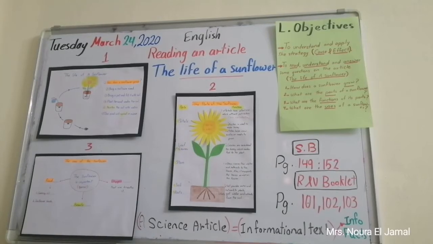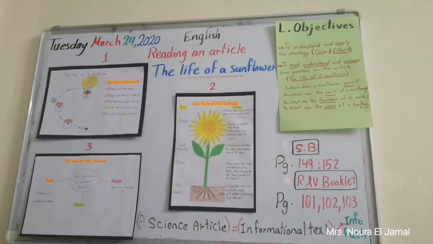Hello girls! In the first video of today we discussed the reading strategy cause and effect, and we said that cause means why something happens and it happens first, and effect means what happens after the cause. And we also applied this strategy on many texts, even in the student book or in the reading and vocabulary booklet. I hope that you understand the reading strategy very well, and now you know how to apply it, because we will apply it in our article here.